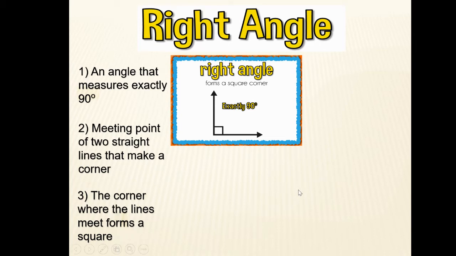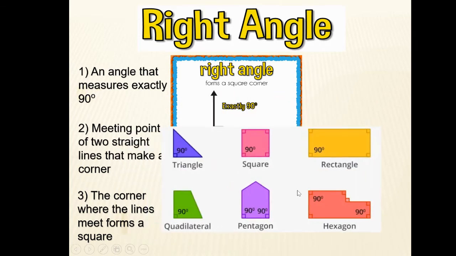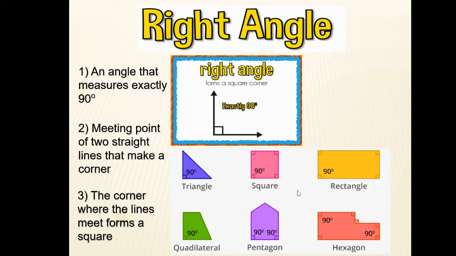All right, so here are a few examples of some right angles. You can have right angles on a triangle. Of course, a square is when you have four right angles, as is a rectangle. Pretty much any place you have those two lines that meet and they form that perfect corner, that 90-degree corner, you have yourself a right angle.